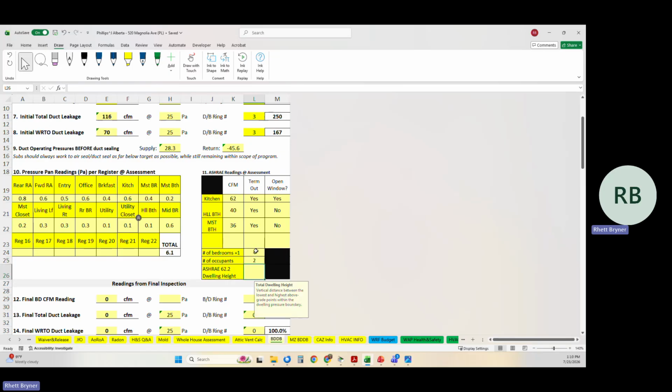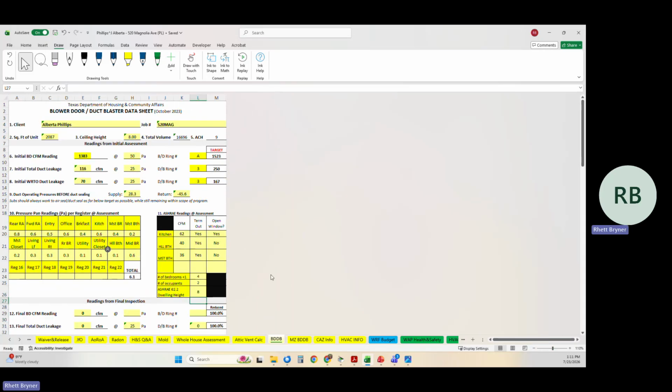It's called the ASHRAE calculation. It's basically how much ventilation does a house have. And it's going to be higher, either number of bedrooms plus 1 or number of occupants. You're going to select whichever is higher. So in this case, it's going to be a 4. And the next, ASHRAE dwelling height, this is your highest ceiling in the house. In this case, that's going to be an 8. They were all 8-foot ceilings, so that's all we're going to select there. Okay. All right.